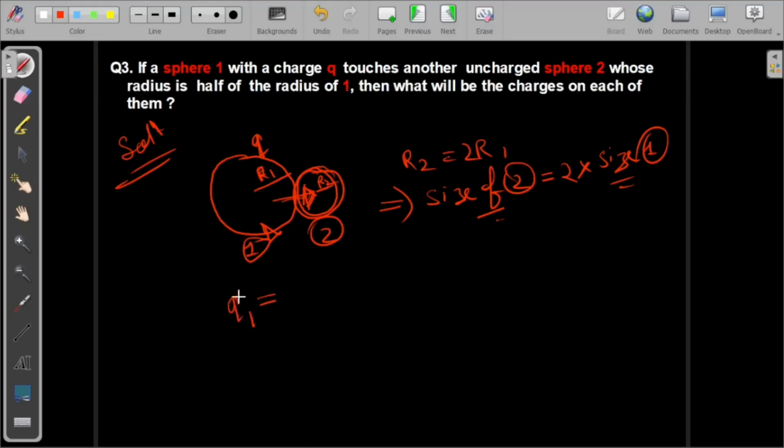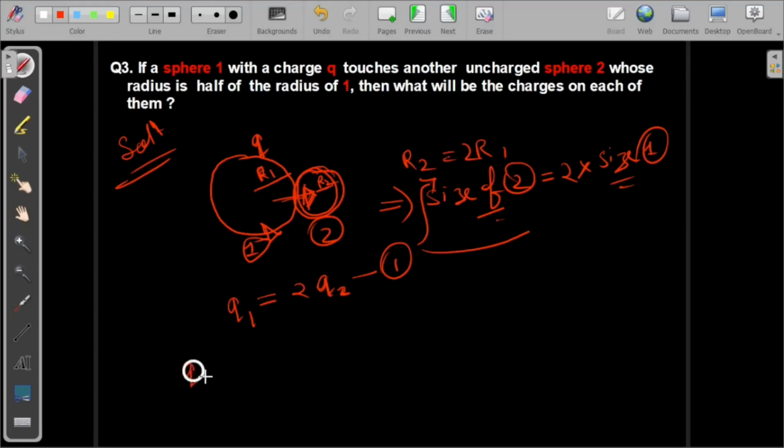Suppose the final charge on the first one is Q1 and the final charge on the second sphere is Q2. Then the final charge on sphere 1 will be equal to twice that of Q2. Okay, this condition is given due to this condition. Understood?